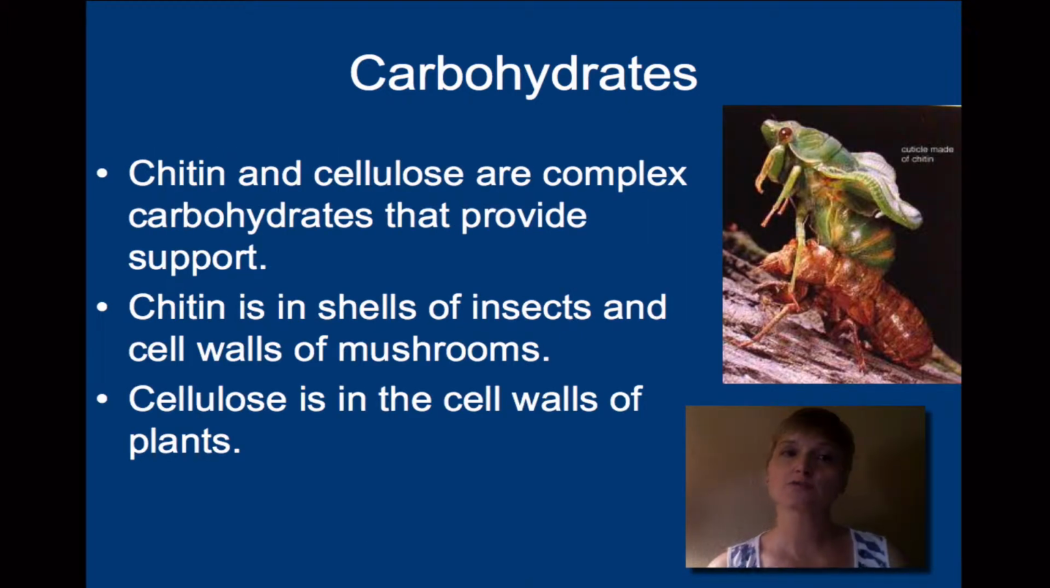Carbohydrates can also be in some other complex molecules like chitin and cellulose. So we see this with the body of insects being made of chitin, and then cellulose is in the cell walls of plants, and so that gives them their structure.